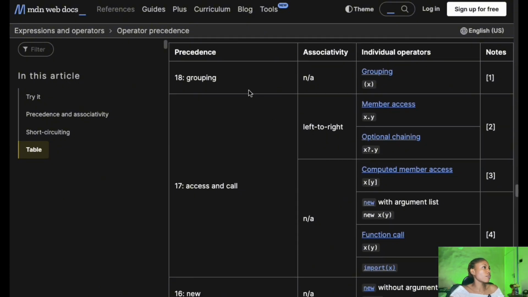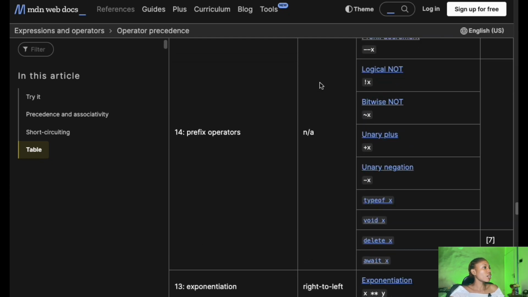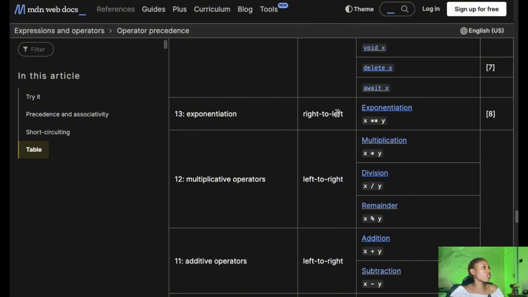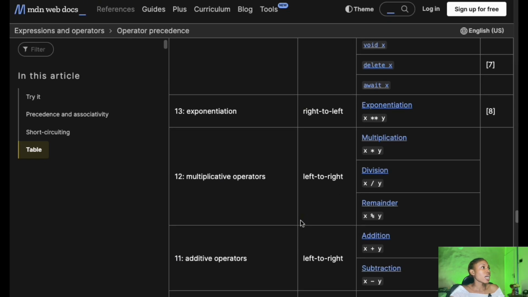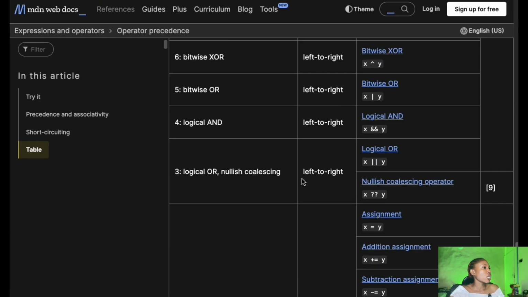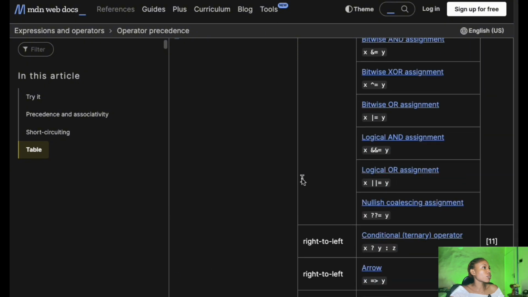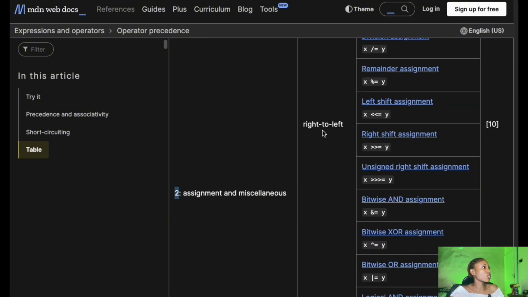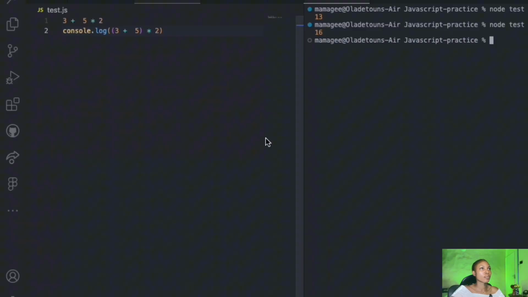For example, grouping doesn't have any associativity format. Let me check. Exponentiation is from right to left. Multiplication operator is from left to right. Additive operator is from left to right. Let's look for assignment operator. Assignment operator is from right to left. Let's see this in action. Let's see what this actually means.